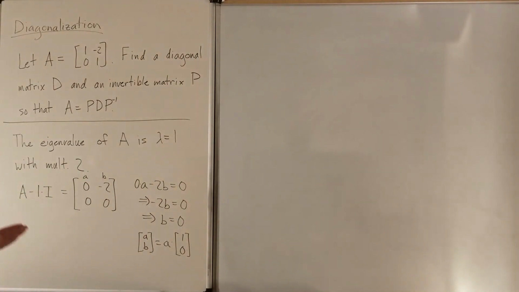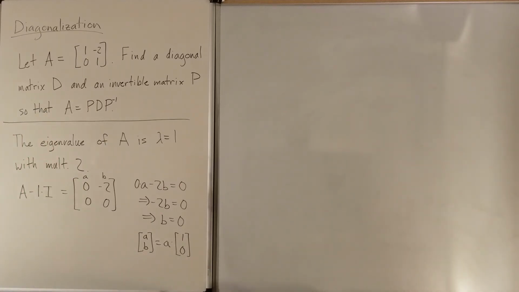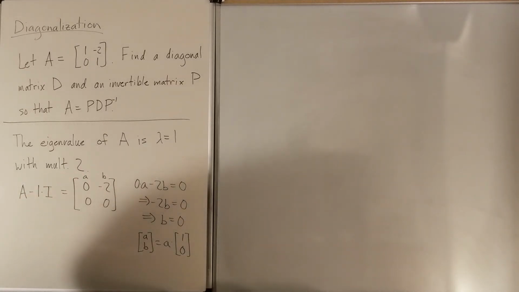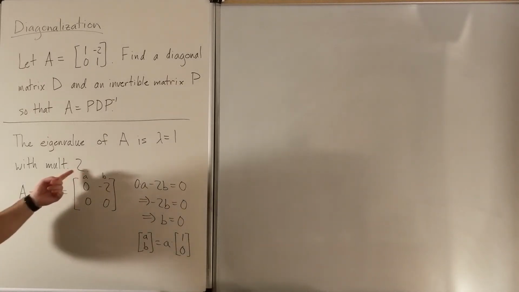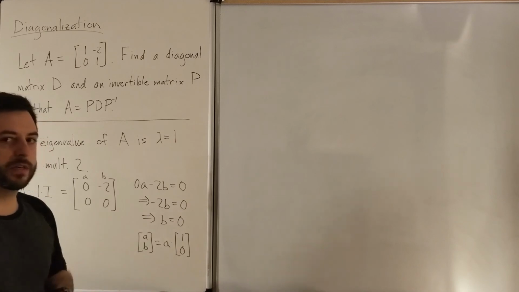But notice that we only got 1 here. We only got 1 eigenvector, as opposed to the last time we looked at a matrix with an eigenvalue that had multiplicity 2. We had a 2-dimensional eigenspace. Here we are only getting a 1-dimensional eigenspace.